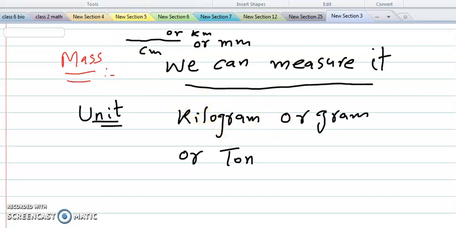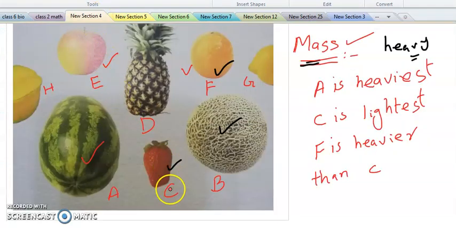If we have a very light object, like here we have object C, it is a very light object. So we will preferably measure the mass in gram. And if we have a heavy object, like you can see a watermelon here, the object A, it will be a good choice to measure the mass in kilogram.